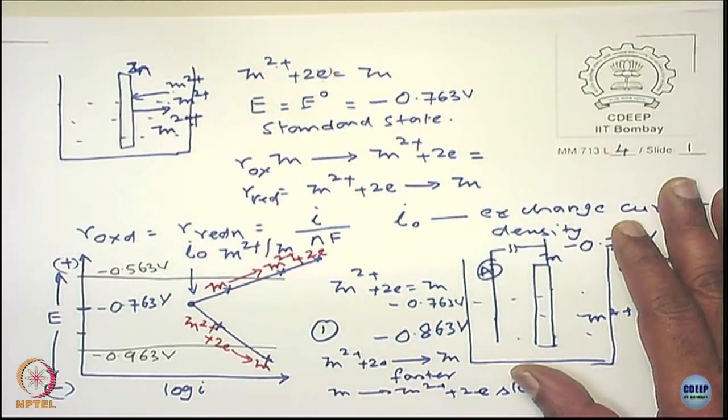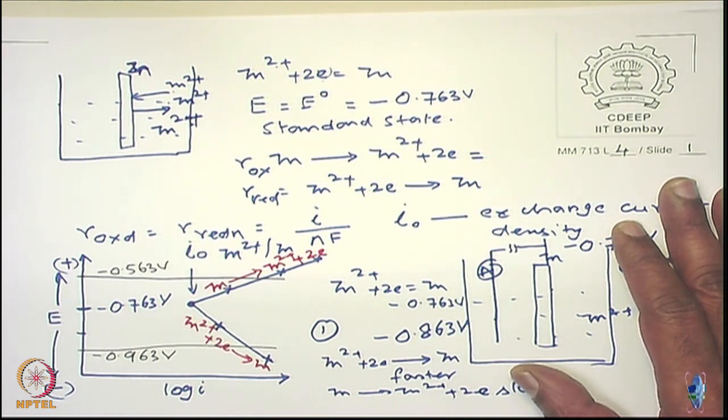What is the difference between a steady state and equilibrium? Steady state means there will be a drift slowly and then it becomes constant. So when you change the potential, the reaction rate will not jump immediately, it will take some time, but after some time it reaches a steady state value.